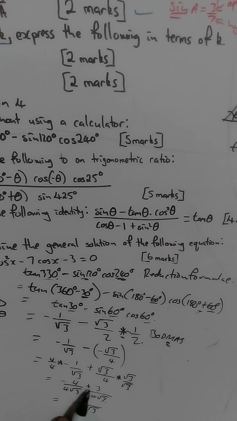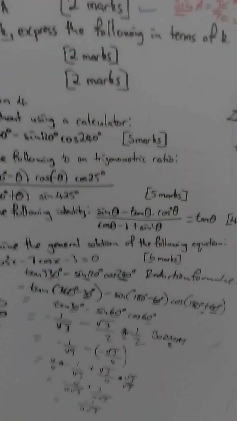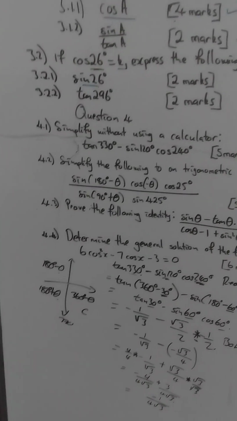And then now I've got negative 4 plus 3. Negative 4 plus 3 is equals to negative 1. So my answer is negative 1 over 4 square root of 3. This is my final answer. Right? Okay. Or if you want, you can also use a conjugate here so that you can remove this square root of 3. Okay. But let's go to question 4 point what?